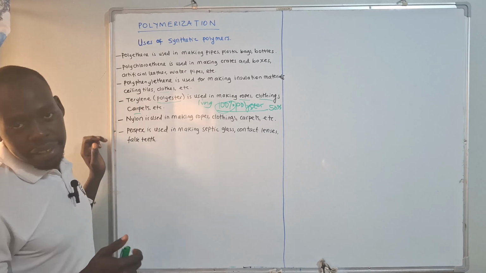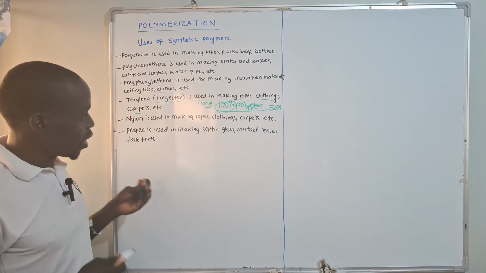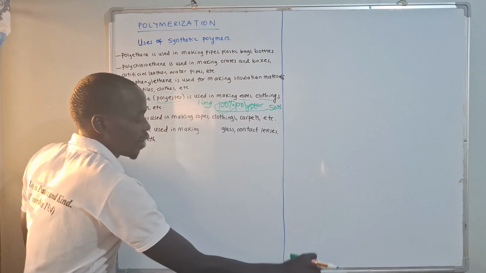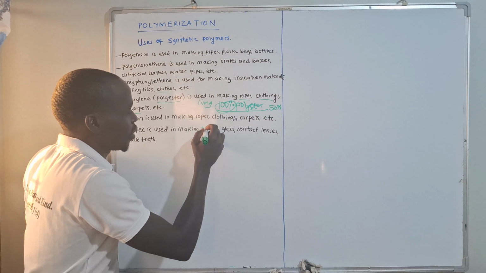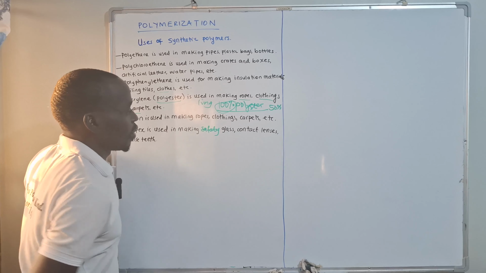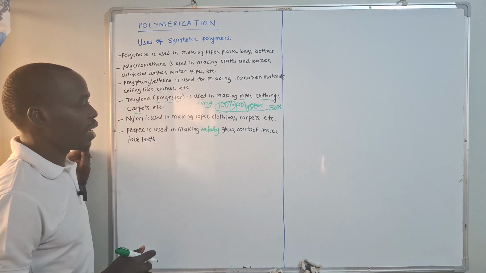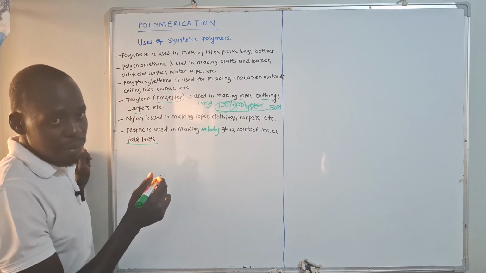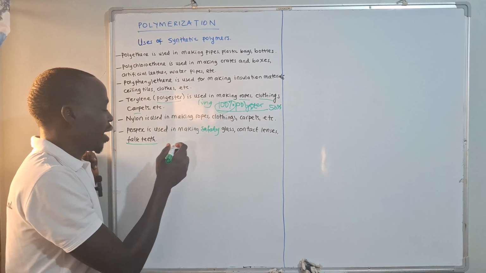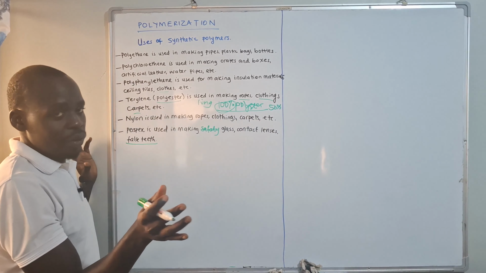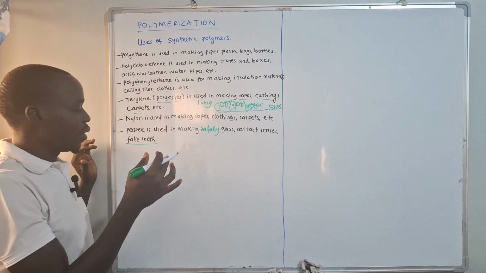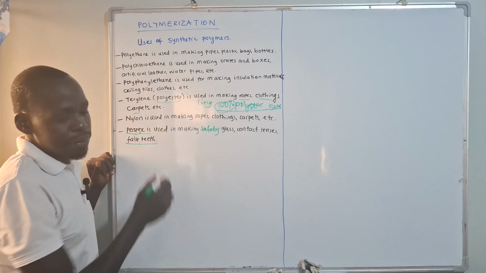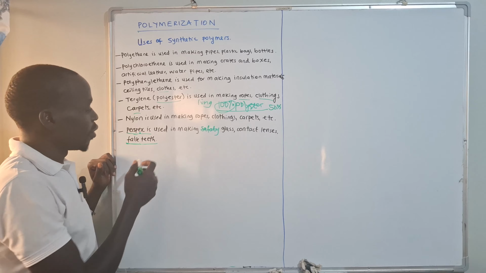Then perspex. This perspex, we use it in making safety glass, contact lenses, and false teeth. Have you ever seen people having problems with their teeth? They will go and remove the bad one and fix. Those dentists will fix another one. So sometimes you are carrying perspex, but you didn't know. So they are used for making false teeth.